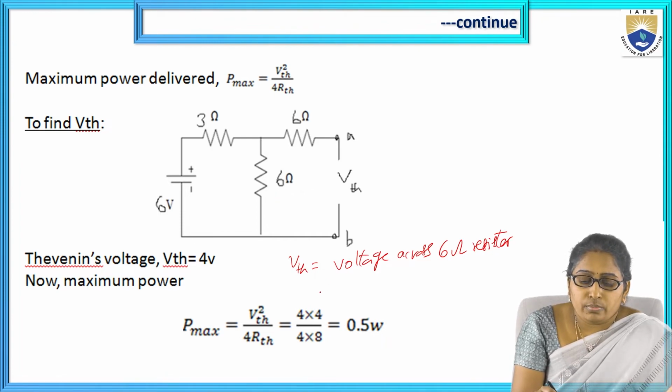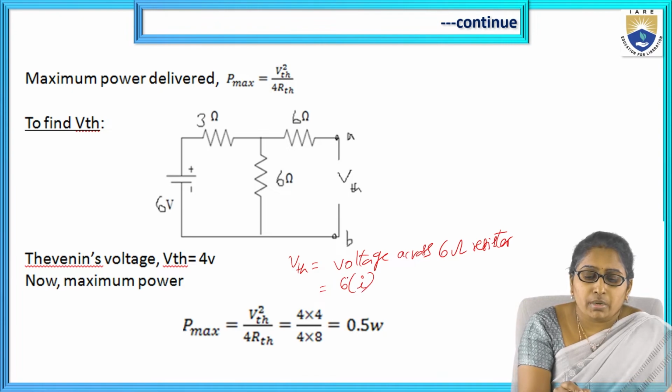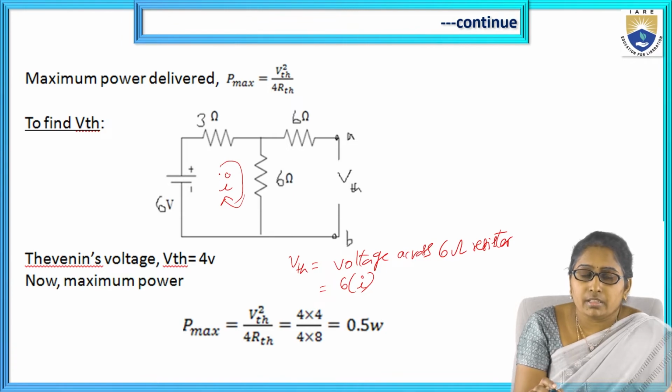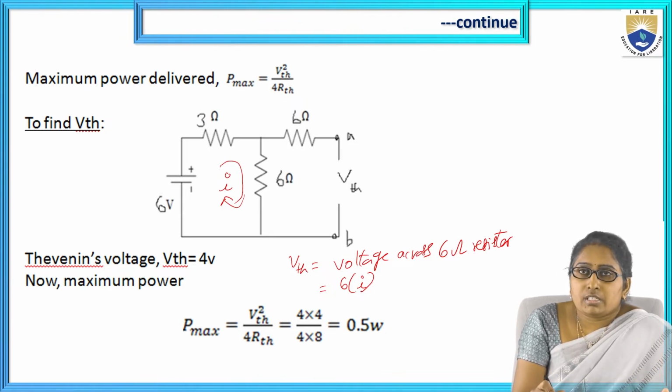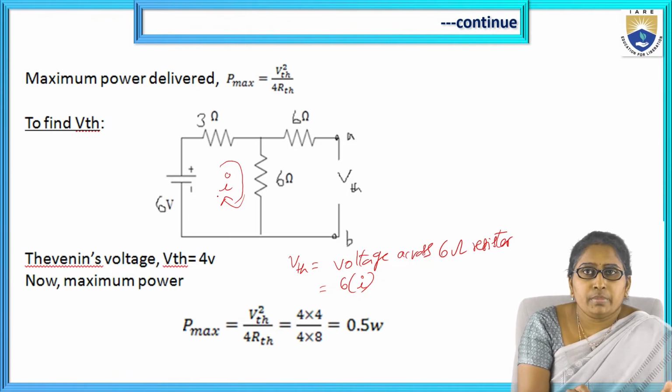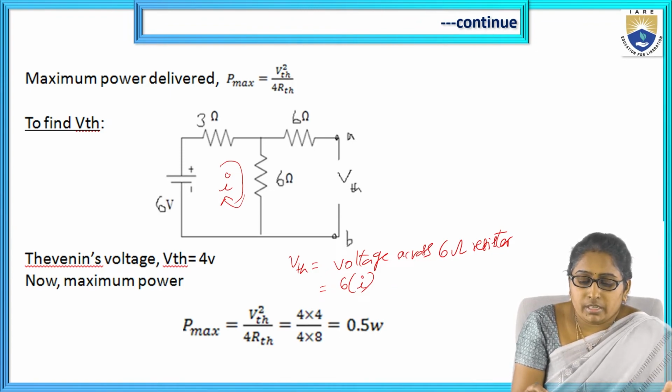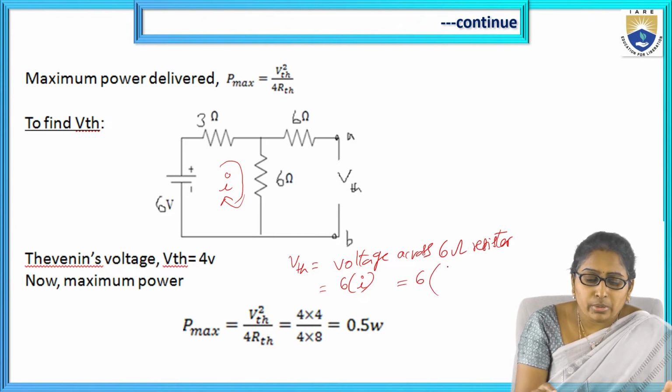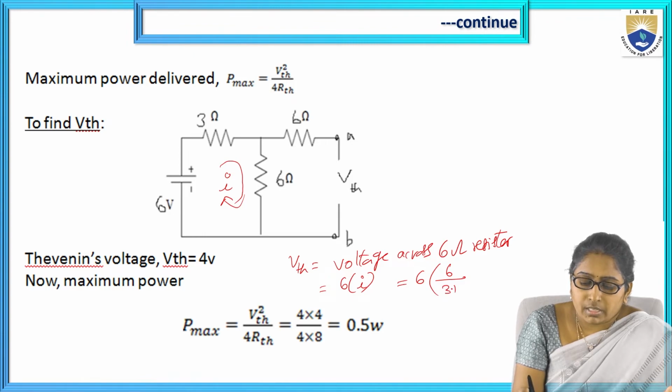If we are able to find the current flowing in that 6 ohm, let us say the current flowing here is I in that single loop, then the voltage is given by 6 times the current flowing in that 6 ohm resistor. Now, how can we find this I value from this circuit? Applying KVL here, the I value is given by Ohm's law, or KVL, 6 by 3 plus 6.